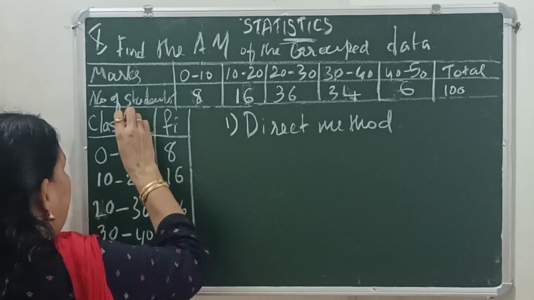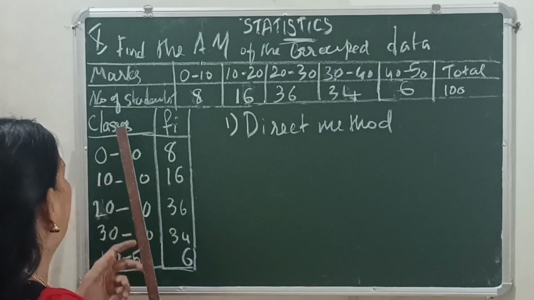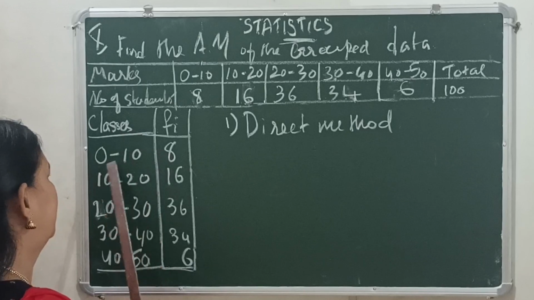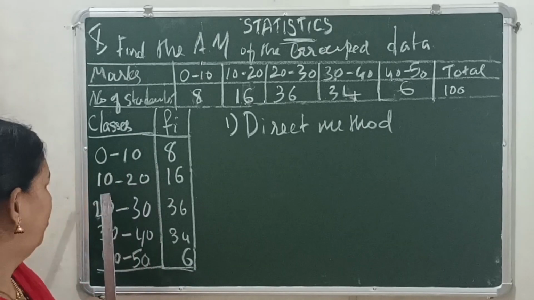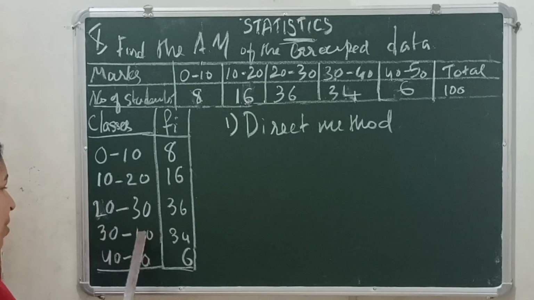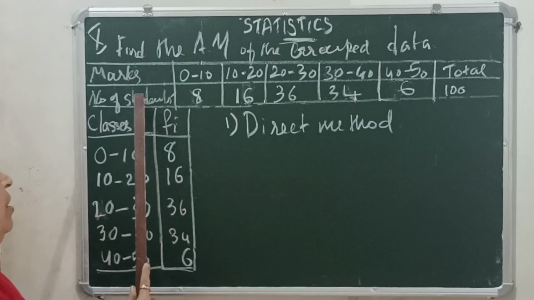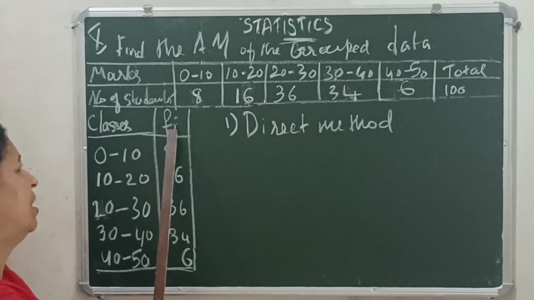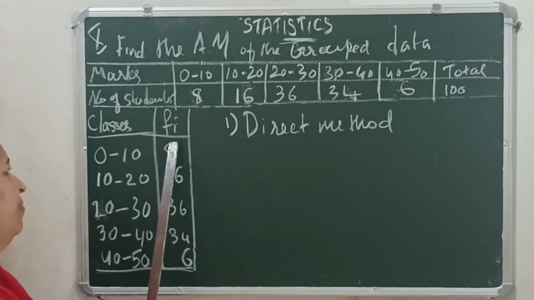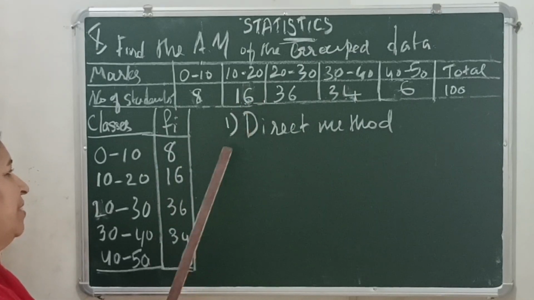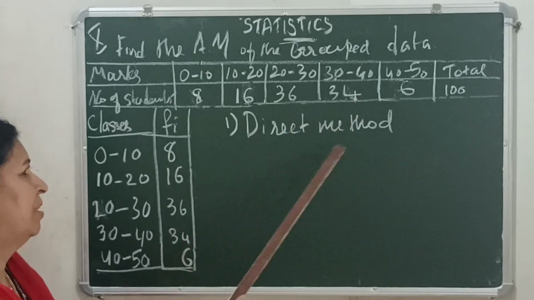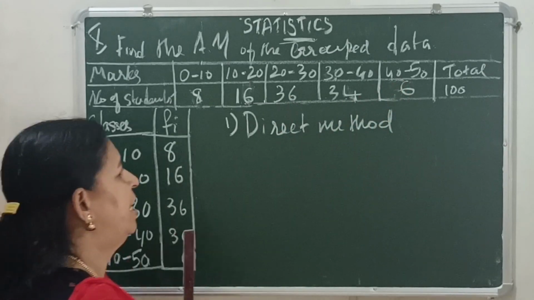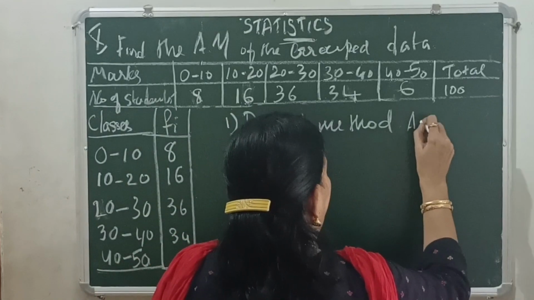Then classify them like this. Marks obtained, different classes: 0 to 10, 10 to 20, 20 to 30, 30 to 40, and 40 to 50. The number of students written as frequencies fi, that is 8, 16, 36, 34, and 6.